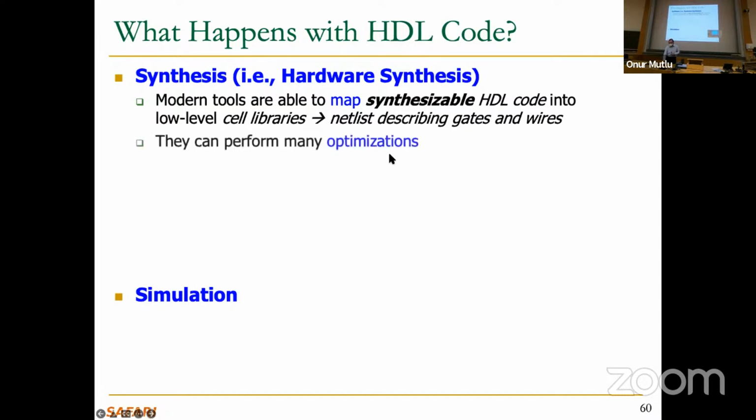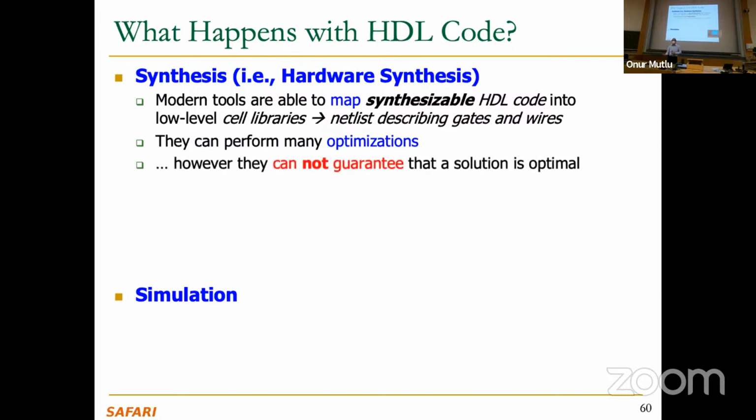and then the FPGA may implement actually what you specified using hardware description language. And clearly, modern tools can perform many, many optimizations when they're going from the hardware description language to the cell library and the netlist, let's say. However, they cannot guarantee that a solution is optimal in general, especially with large circuits. If you have very large circuits, and if you have many requirements, timing, energy, area, performance, clock frequency, potentially, they may not be able to guarantee everything. They may actually not work in some cases because they're not able to consider many.